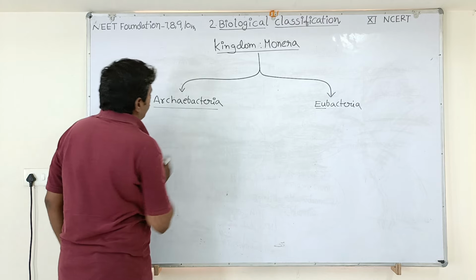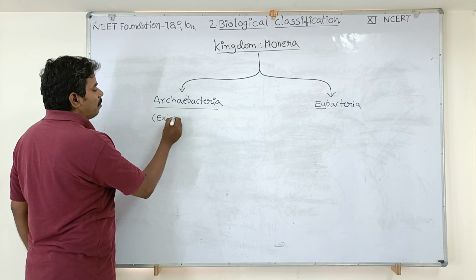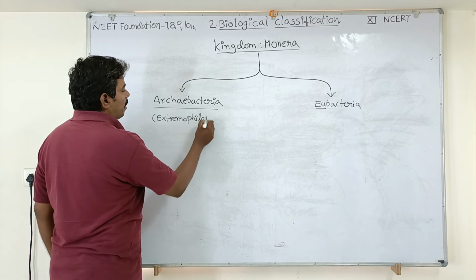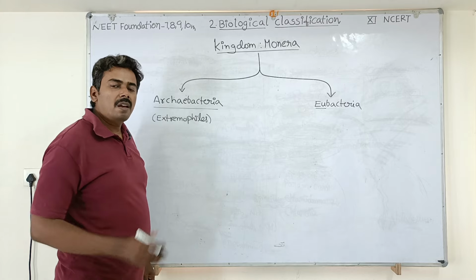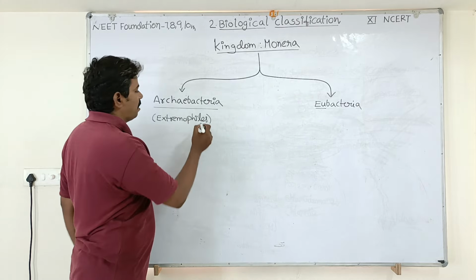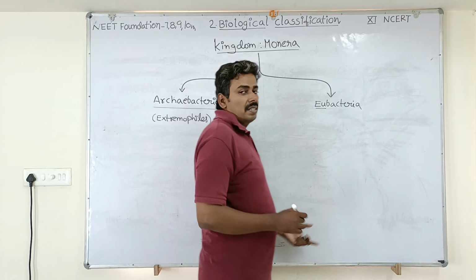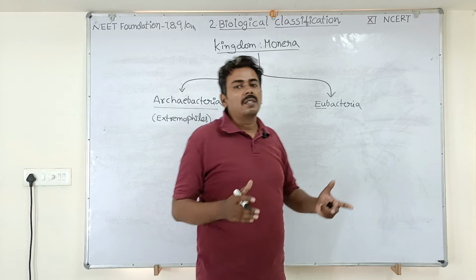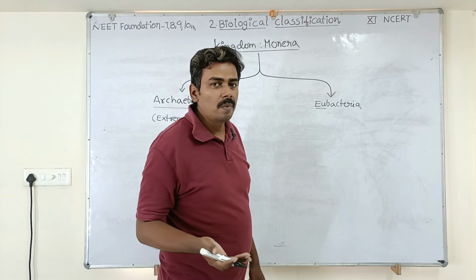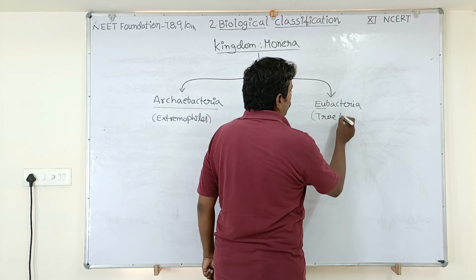Archaebacteria are also called extremophiles. Come on, tell me why they are called so. Since these bacteria are able to survive in extreme harsh environmental conditions, that's why they are also called extremophiles. This is a very important point. Eubacteria, since they have a true cell wall, are called eubacteria. They cannot survive in extreme environmental conditions. So these are called true bacteria.